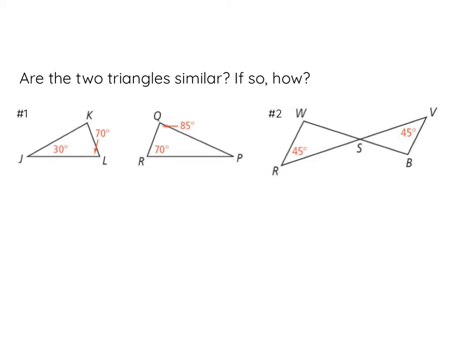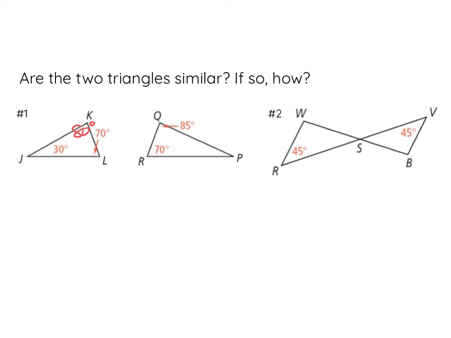Okay, so first 2 examples, we're just going to look at, are these 2 triangles similar, and if so, how? Okay, so anytime that you're given angles of a triangle, like you are in number 1, you're going to want to find the missing angle of each, right? So in triangle JKL, I have a 30-degree angle and a 70-degree angle. I know all 3 angles of a triangle have to add up to 180. So if I take 30 plus 70, that's 100 degrees. What's missing? 80 degrees. So that angle at the top there is 80.